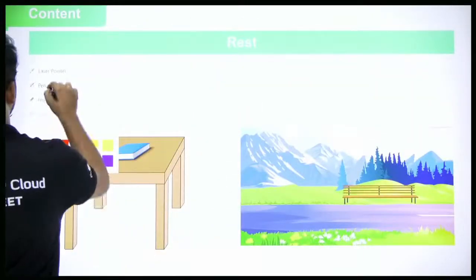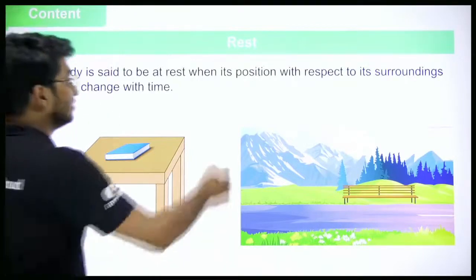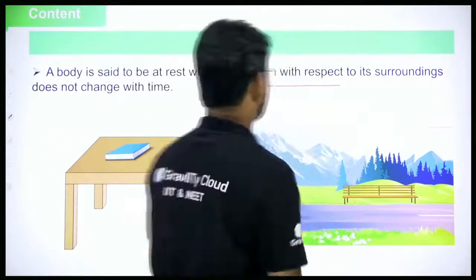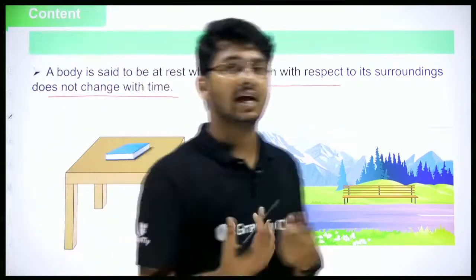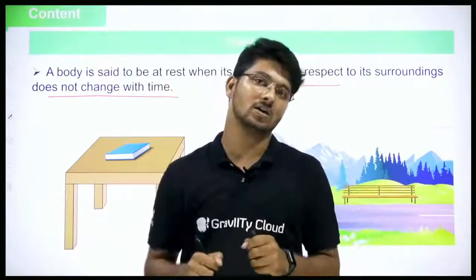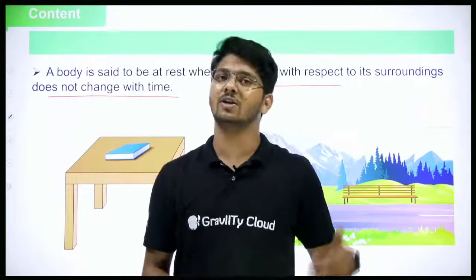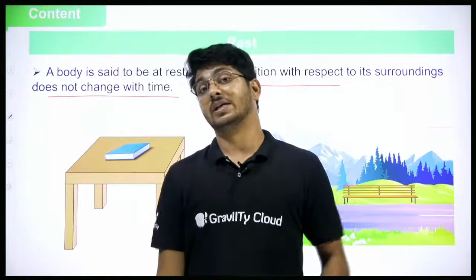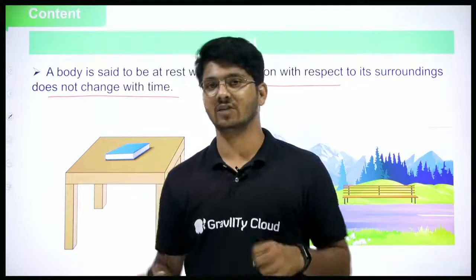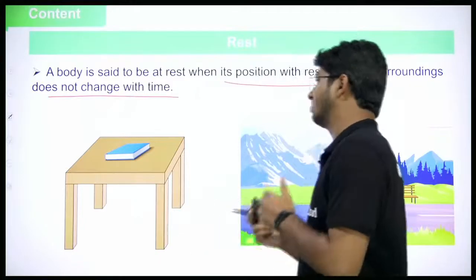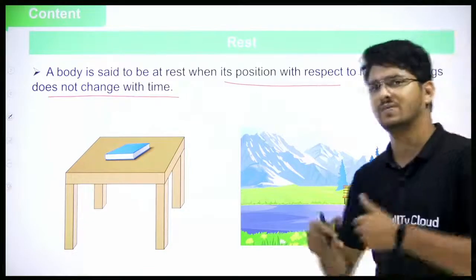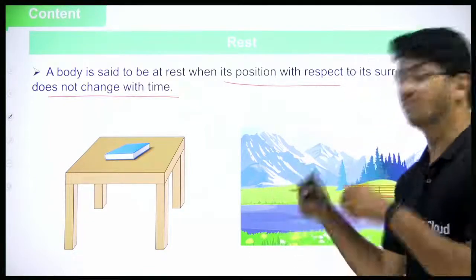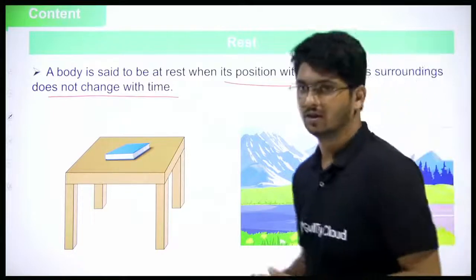when its position with respect to its surroundings does not change with time. It is there itself. It is not moving. So when you say, sir, rest will mean the object is not moving, you are correct. But the exact scientific, technical definition would be that an object is said to be at rest when its position with respect to its surroundings does not change with time, yes or no?